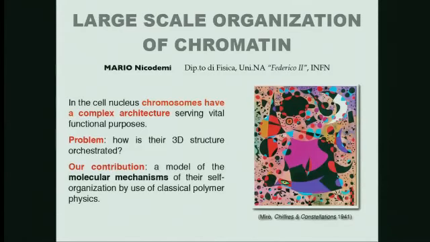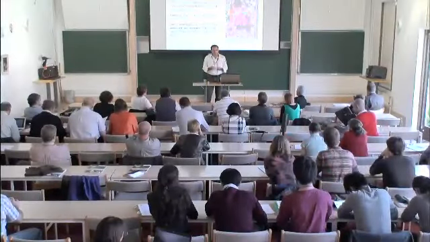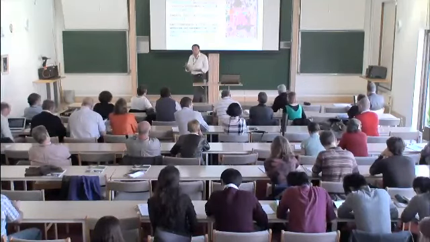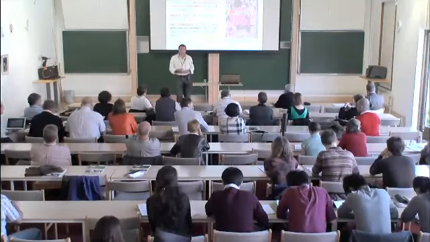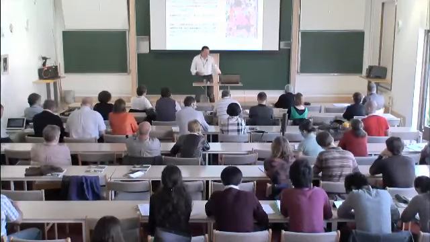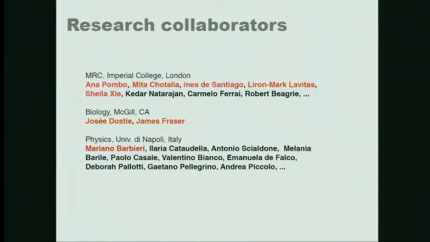And to do that, I will consider very schematic models of some of the molecular mechanisms which could be driving the spontaneous organization of the system. And this will be done going back to classical polymer physics. This is work done in collaboration with Anna Pombo's lab at MRC Imperial College and Josie Dosti at McGill, and then my group, which is now in Naples.